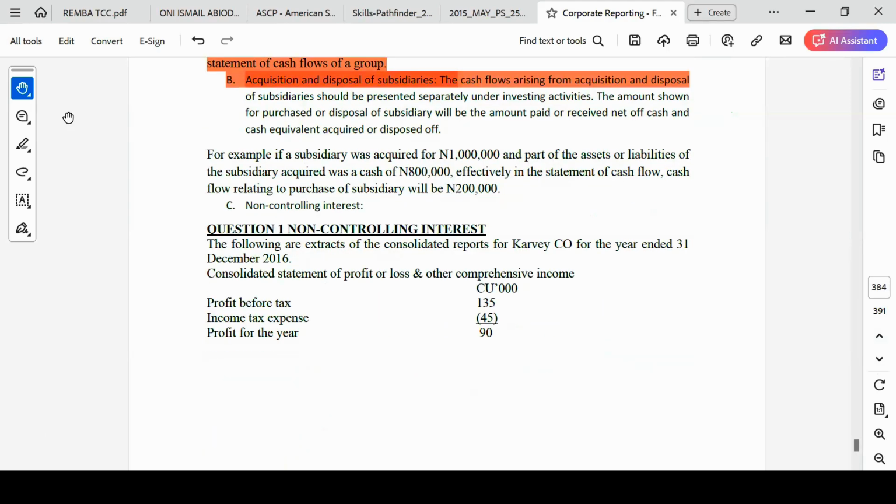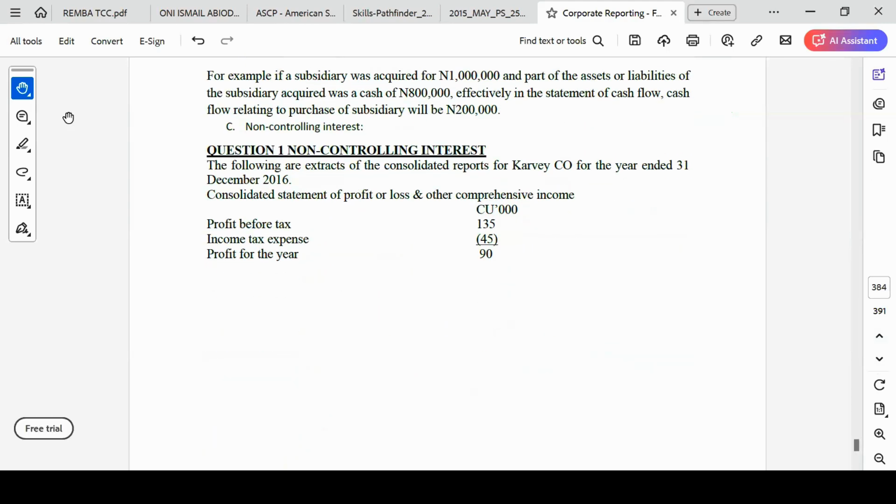Then another thing again is non-controlling interest. For non-controlling interest, if you are giving any dividend to the non-controlling interest, you will need to figure out how much has been paid to the NCI. Now, usually that would have been netted off in your consolidation because the NCI is seen as part of the group.